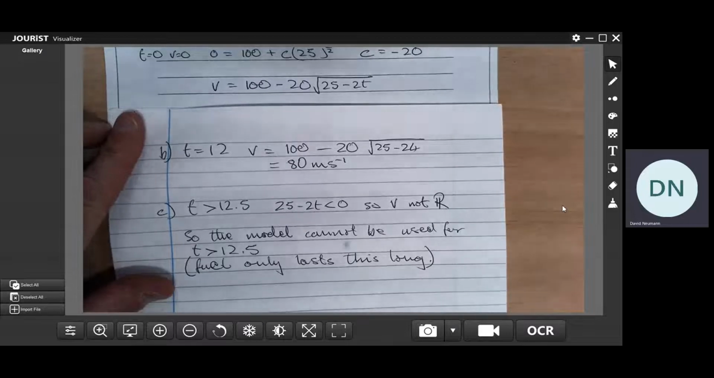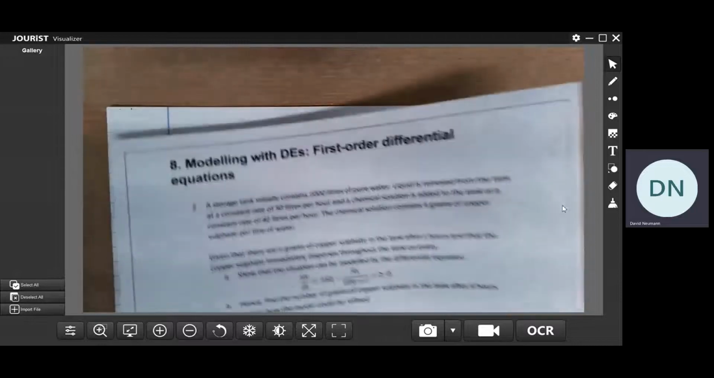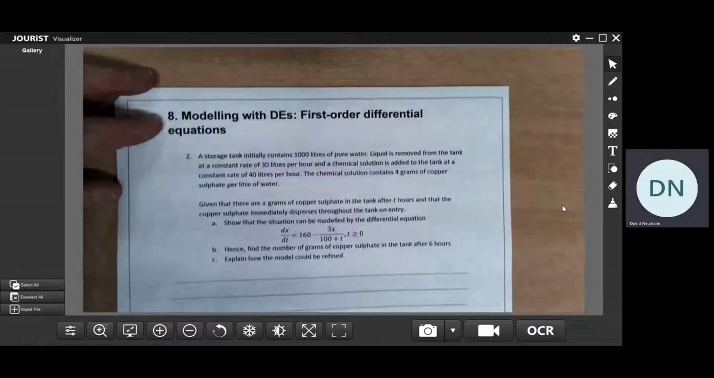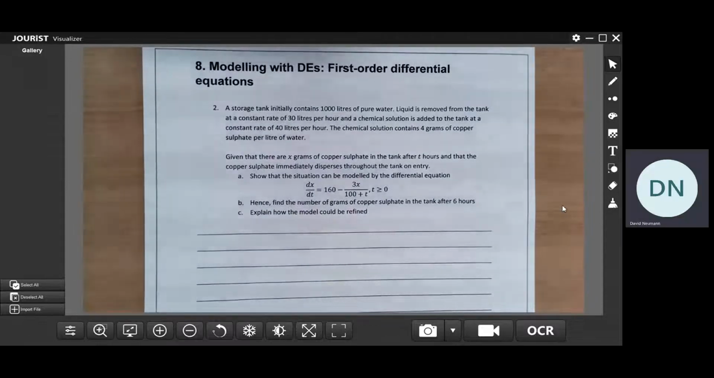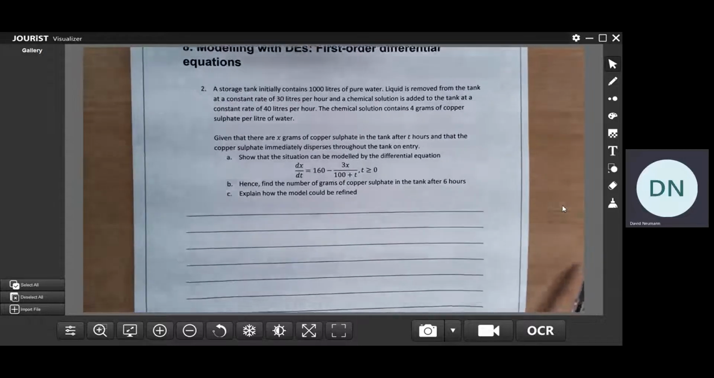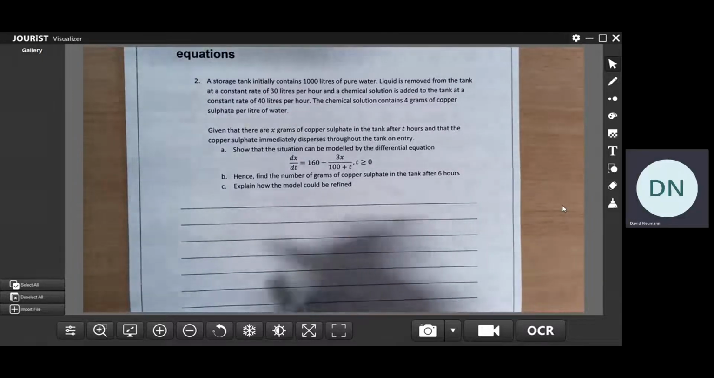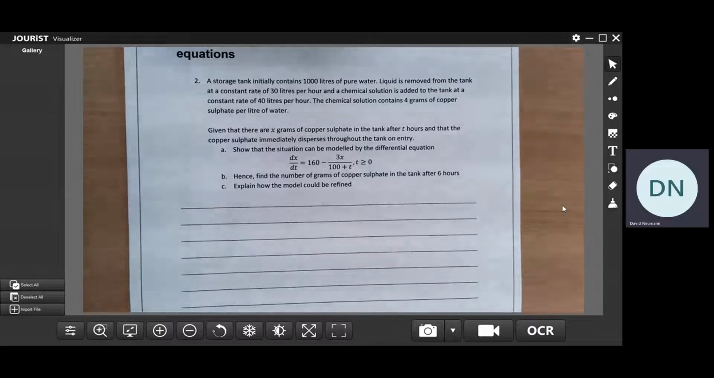Okay, let's go on to question 2. Let's find that now. There we go. So question 2 is perhaps more typical of an exam question in that although we're given a differential equation here, we've got to show that the situation described in the question can be modelled by this differential equation. Sometimes you might be asked to come up with a differential equation yourself.